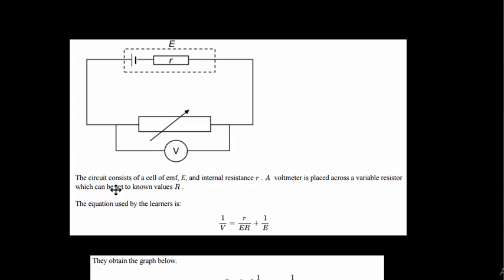They tell us the circuit consists of a cell of EMF E. So the EMF of this cell is given here, just as E. Remember, EMF is the total voltage that the battery can possibly supply, and it's probably what's printed on the packaging of the battery as well. They just give it as E, and an internal resistance of R. So R just represents the internal resistance.